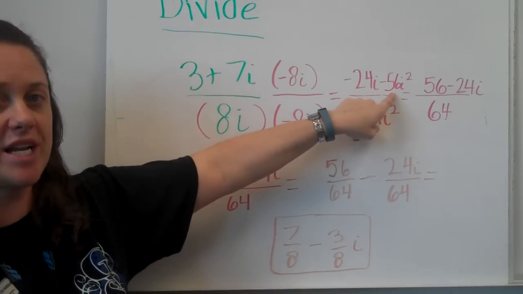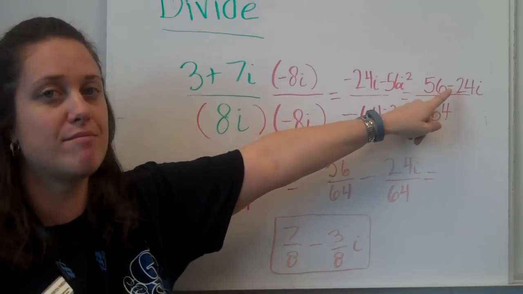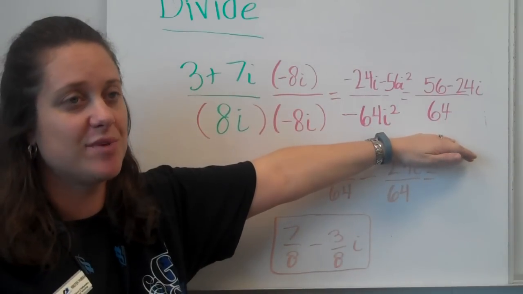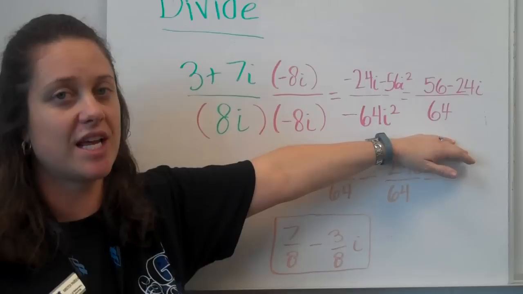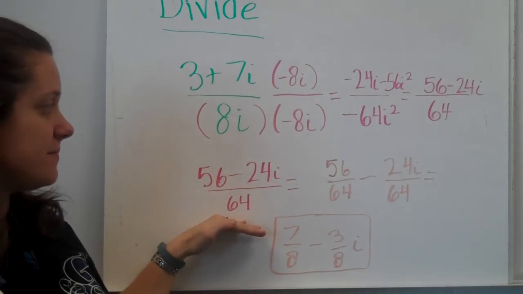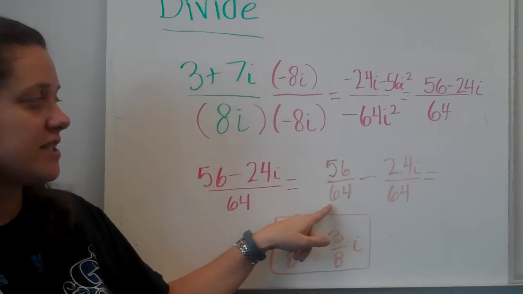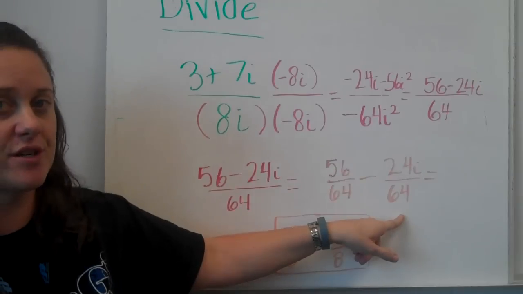And I'm going to write it in the correct form of a plus bi, so I'm going to put 56 minus 24i over 64. But the rule has not changed that I need to give my answer in standard form, so I need to give it a plus bi. So here's what I had. I'm going to split it up into two parts: the real part, so the 64 goes under that, and the imaginary part, and the 64 goes under that.